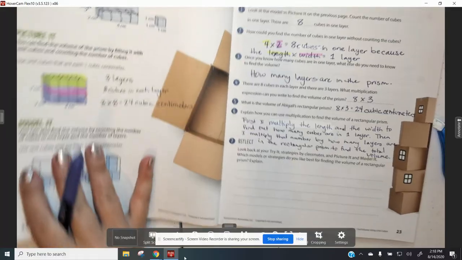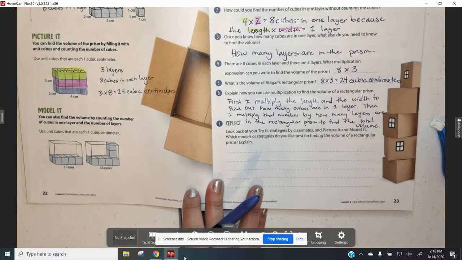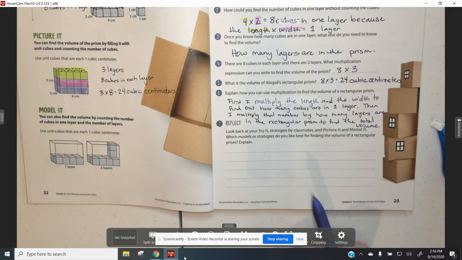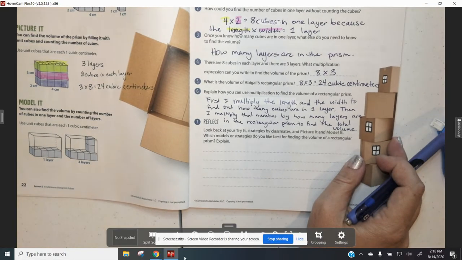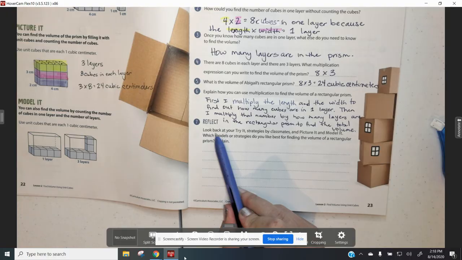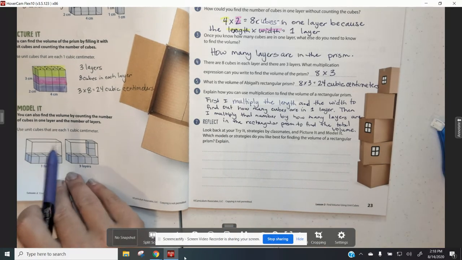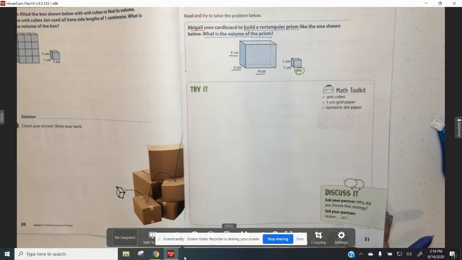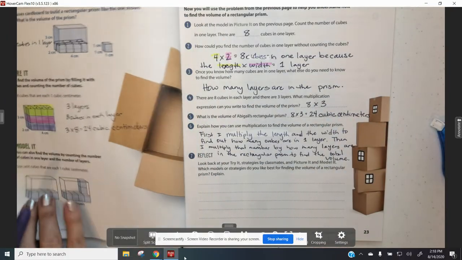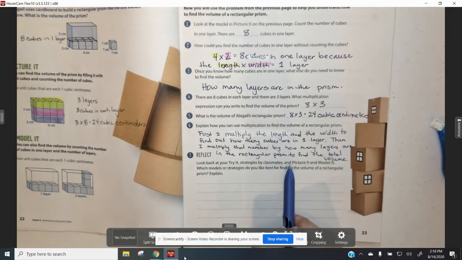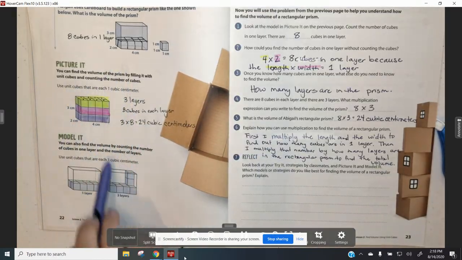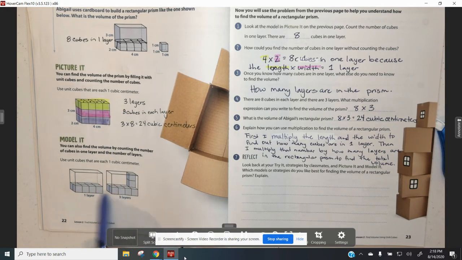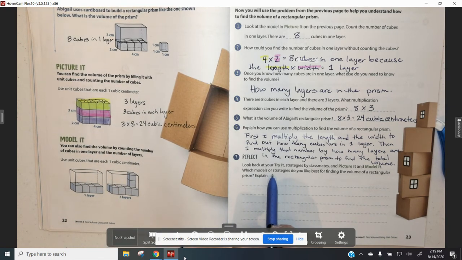So you're going to go ahead and answer number 7 on your own. I want you to try and come up with the best answer that you can for this problem. It says, look back at your try it strategies. So you're going to go all the way back to page 21 and look at the strategy that you used to solve this problem. Then I want you to look at the picture it, the model it. Which models or strategies do you like best for finding the volume of a rectangular prism? Explain.